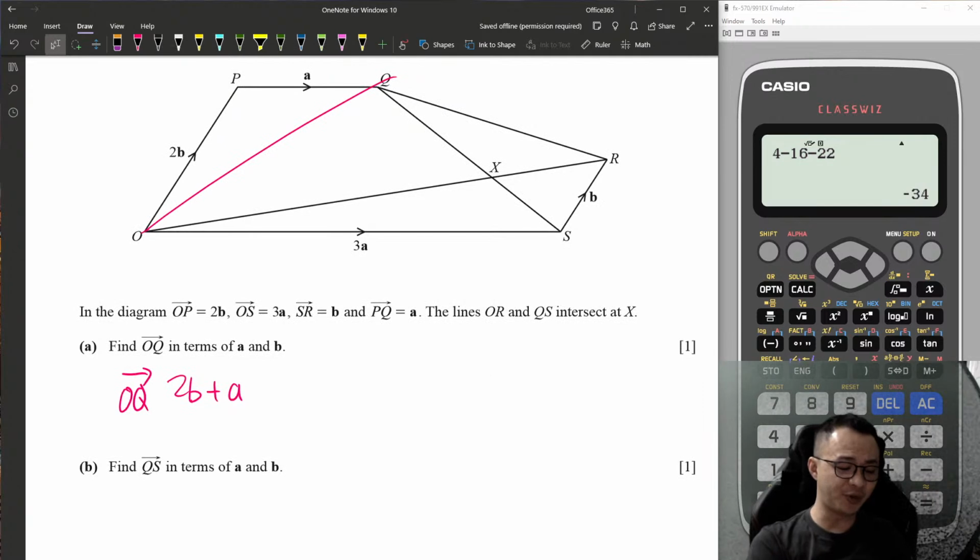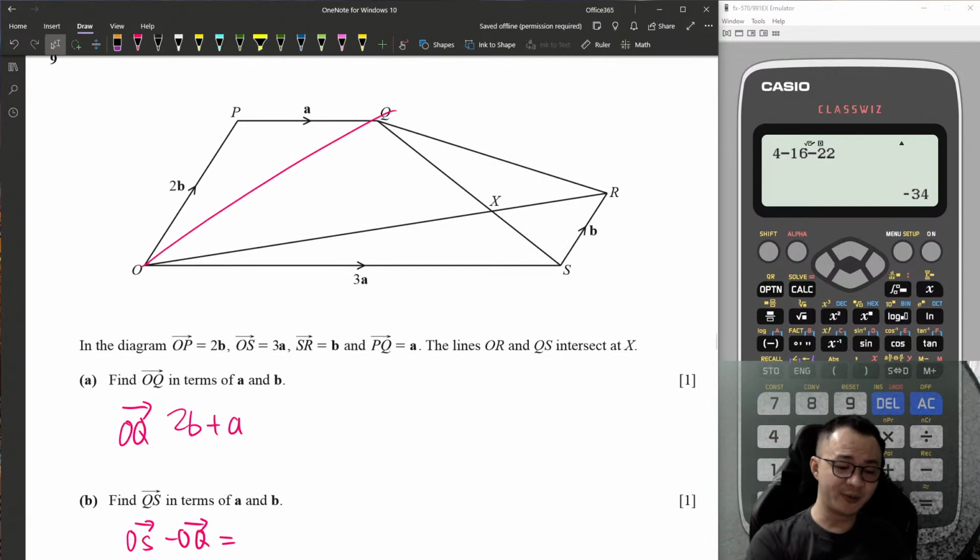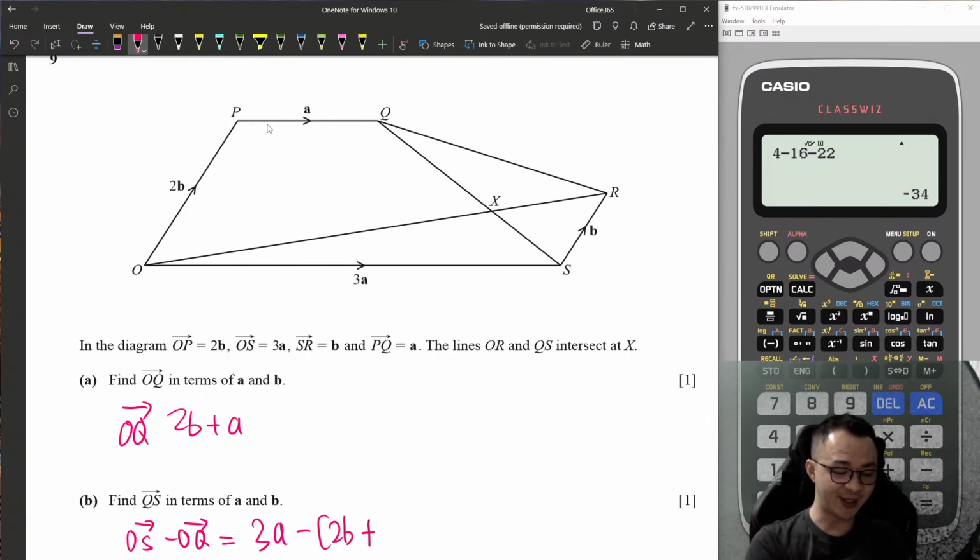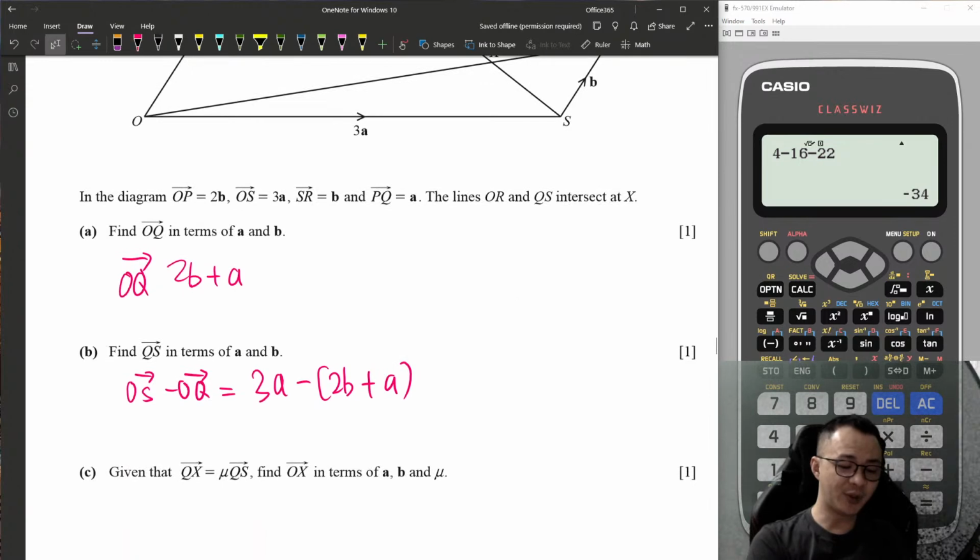Then I want to find QS. So QS we should know is QO plus OS, or I can say is OS minus OQ, isn't it? So O to S, what is my O to S here? O to S is 3A minus OQ, which is 2B plus A. So this one should be 2A minus 2B. Okay, so when you do that, make sure you do it carefully. Should be 1 mark also.